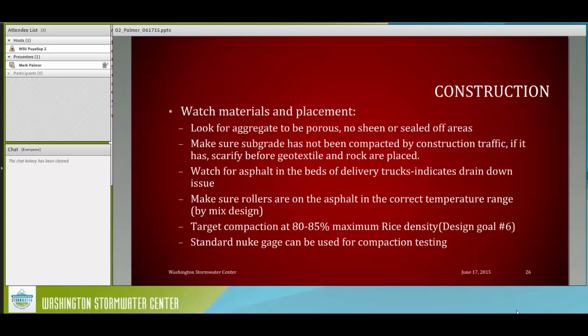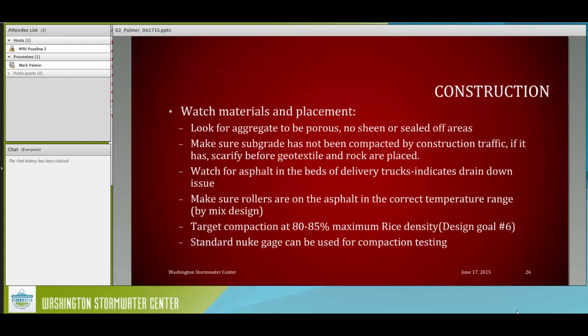Before your rock is placed, make sure your subgrade has not been compacted, and that's going to be the one that's going to be a bit difficult. If you've taken down the subgrade a little too early, the temptation for people to get on it and start traveling on it is going to be great. However, if you just go through and scarify that an inch or two deep before placing your rock, you should be fine. Again, we mentioned watching for asphalt in the bed of delivery trucks. That will indicate your drain down issue.